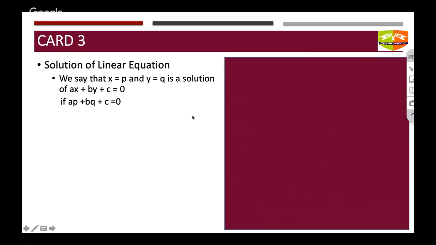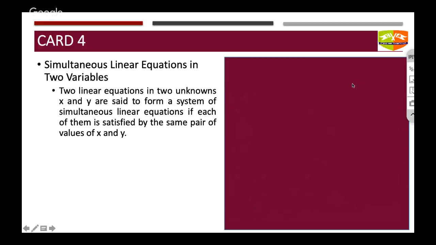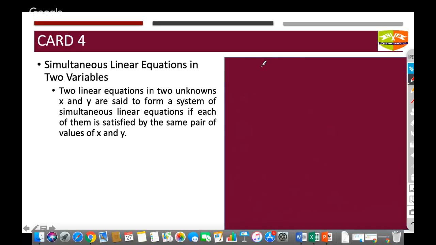Now let me go to the next topic, which is simultaneous linear equations in two variables. So what do I mean by simultaneous linear equations in two variables? Here I'll have a pair of linear equations, and that pair would be represented as a1x plus b1y is equal to c1. This is my first linear equation, and the second would be a2x plus b2y is equal to c2. This is called simultaneous linear equations in two variables.